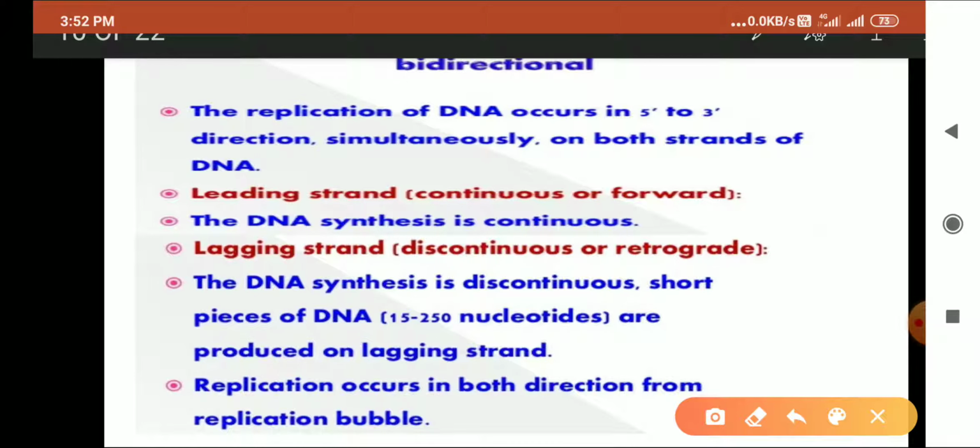Leading strand is a continuous or the forward strand, and the DNA synthesis is continuous, while the lagging strand is discontinuous and the retrograde strand. The DNA synthesis is discontinuous. So the short pieces of DNA, that is, nucleotides 15 to 250, are produced on the lagging strand. Replication occurs in both the directions from the replication bubble.